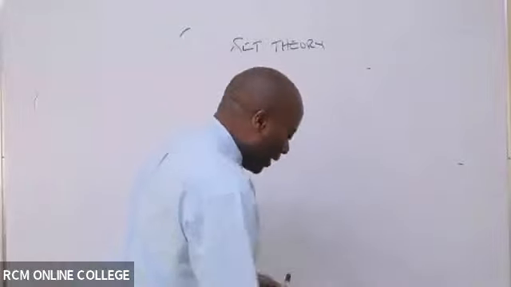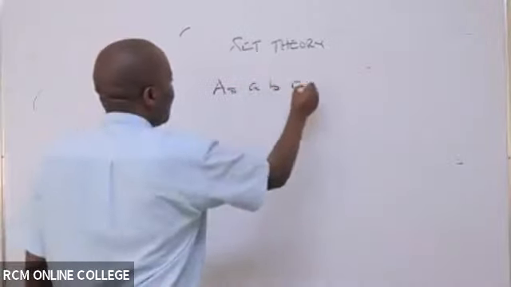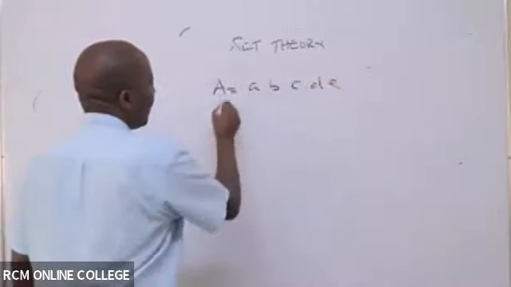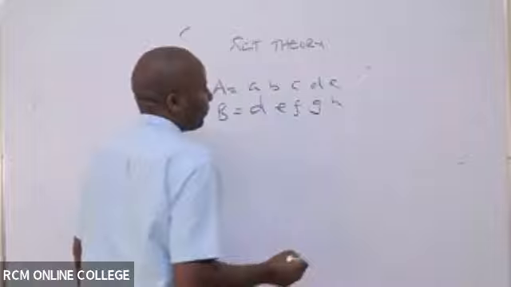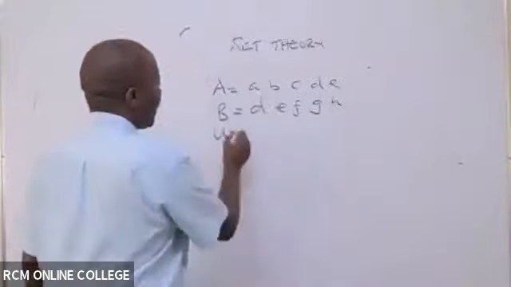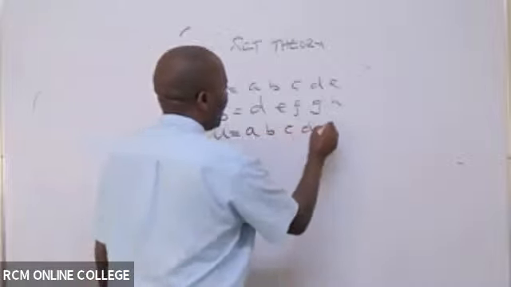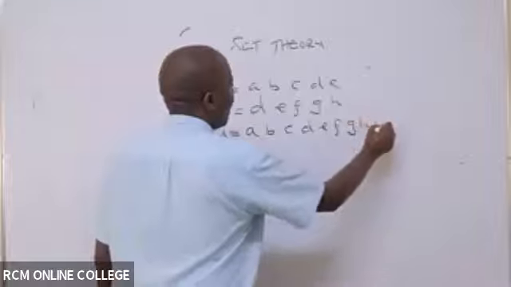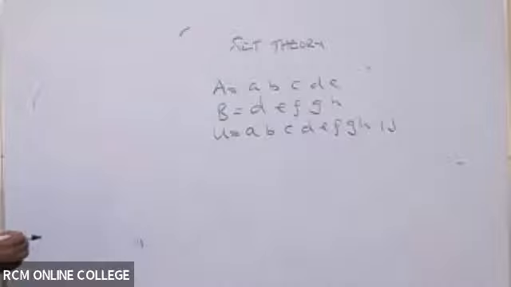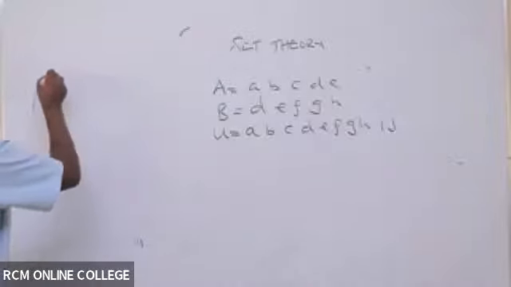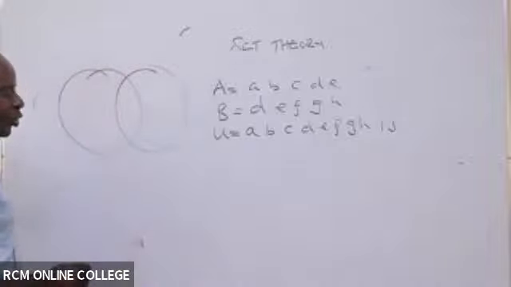analysis, we are given here that set A has these memberships: A, B, C, D, E. And then we have set B with these memberships: D, E, F, G, H. And then we have the universal set. The universal set has A, B, C, D, E, F, G, H, I, J. So if you're told to put this information in a Venn diagram, you will have two subsets.